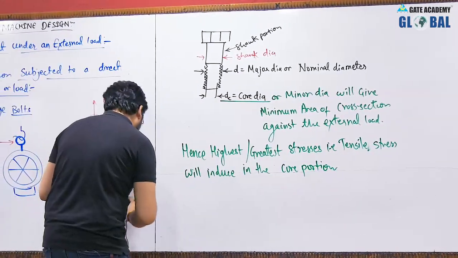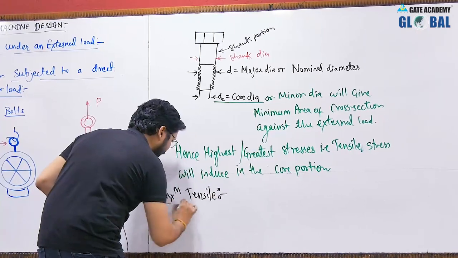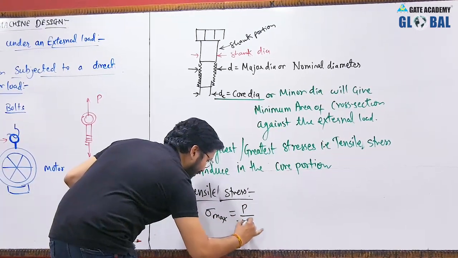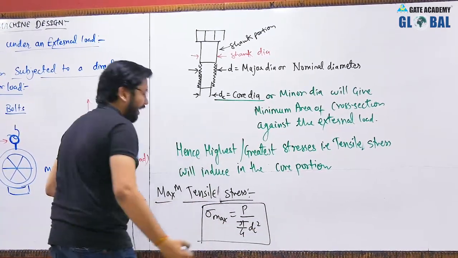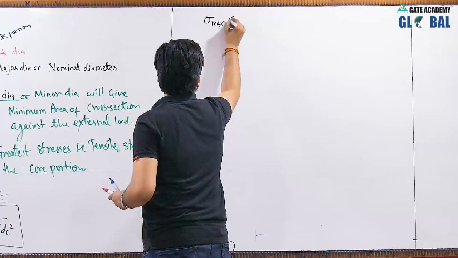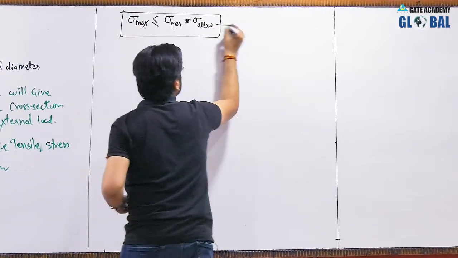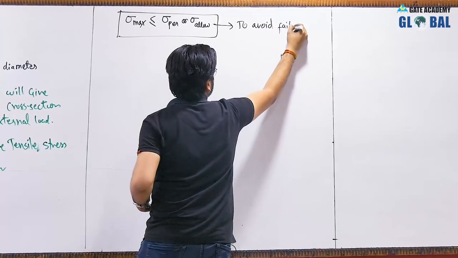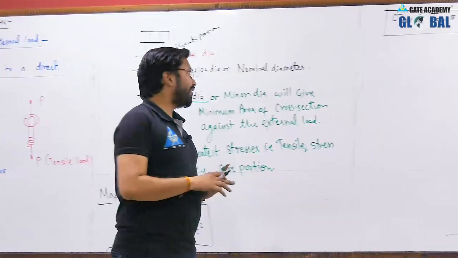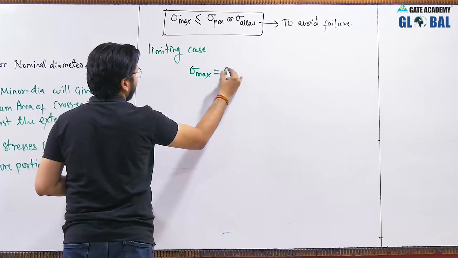So the maximum tensile stress, note it down in your notebook, may be written as sigma max is equal to P divided by pi by 4 dc square. And if we want to avoid the chances of failure, then this sigma max should be less than or equal to sigma permissible, or you can call it sigma allowable, to avoid failure. And if you want to know the minimum dimension, that is the least diameter required to avoid failure, then we will use the limiting case. So in the limiting case, we will have sigma max equal to sigma permissible.